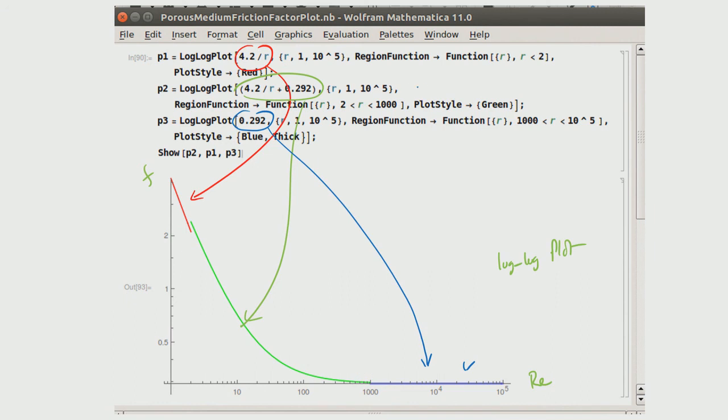So, this is a very useful expression, 4.2 by Re plus 0.292, and you could actually see that it behaves the same way as we have discussed earlier, which means that here it slopes downwards as a straight line, and here it is basically flat.